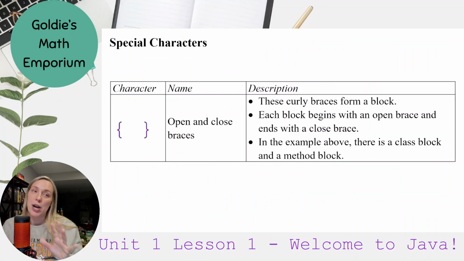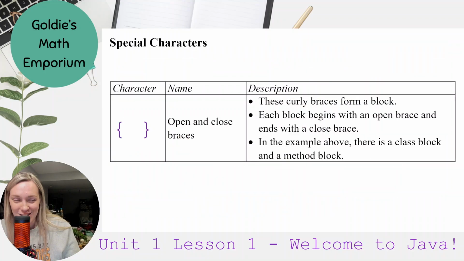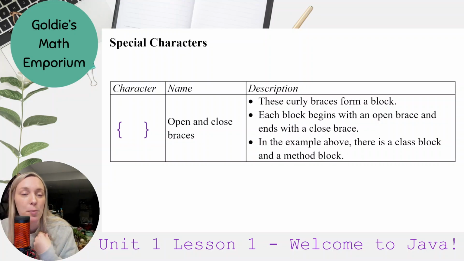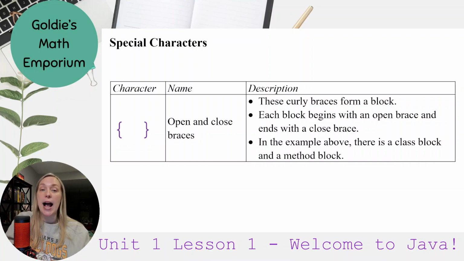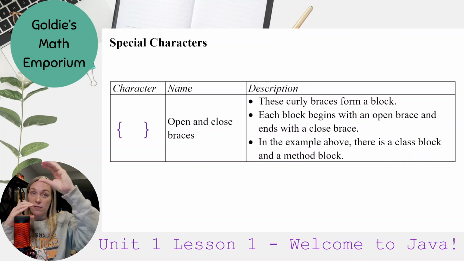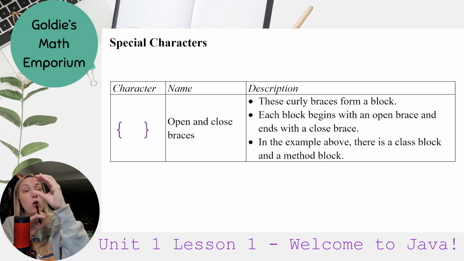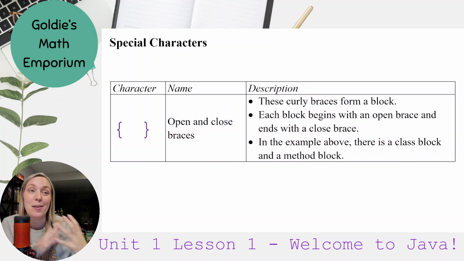Now let's talk about those special characters that I briefly mentioned as we went through that first program. The first one is open and close braces. I call them curly braces or curly brackets, but they form what we call a block, like a visual block. Each block will begin with an open brace and end with a closed brace. In that example we just did, we have a class block and a method block. All the classes you create are going to have the curly braces for the open and closed block, and then the methods are all going to have an open and closed curly brace for the block of methods.